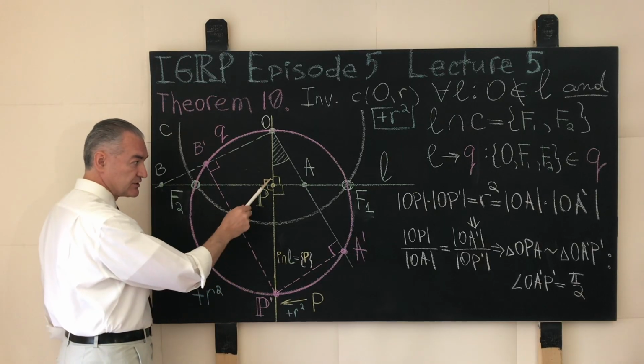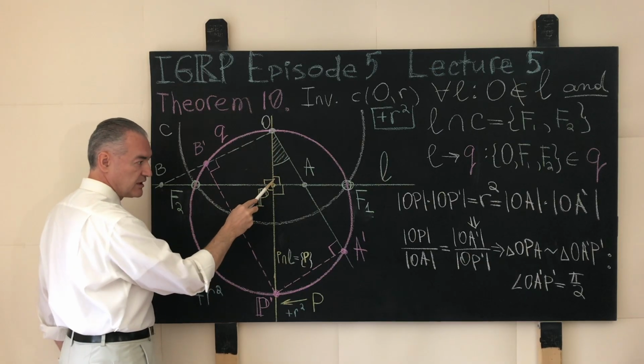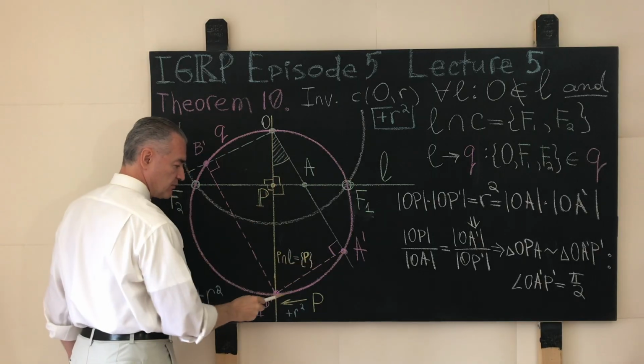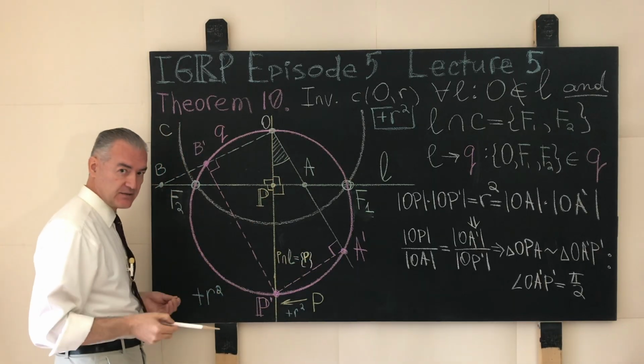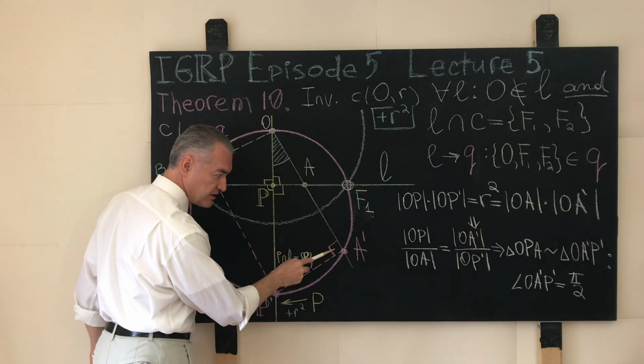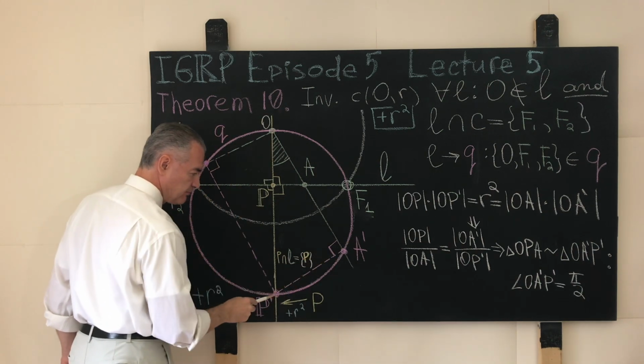Which means that because these triangles are similar and the corresponding sides in the smaller triangle subtend the right angle, the corresponding sides in the larger triangle OA prime P prime also must subtend a right angle. That means that the magnitude of the interior angle at the vertex A prime of the triangle OA prime P prime must be what?